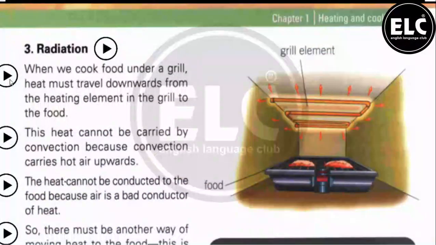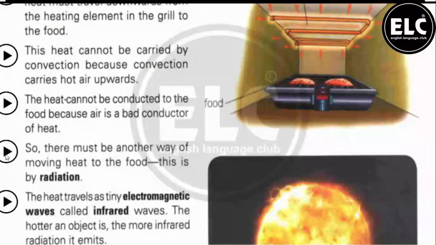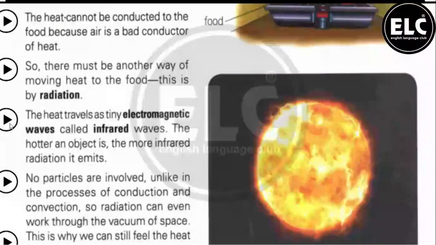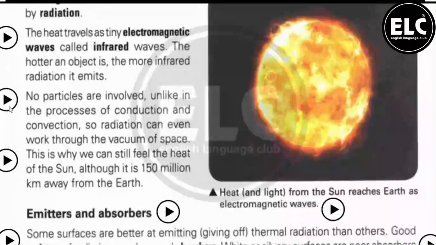Radiation. When we cook food under a grill, heat must travel downwards from the heating element in the grill to the food. This heat cannot be carried by convection because convection carries hot air upwards. The heat cannot be conducted to the food because air is a bad conductor of heat. So, there must be another way of moving heat to the food. This is by radiation. The heat travels as tiny electromagnetic waves called infrared waves. The hotter an object is, the more infrared radiation it emits.